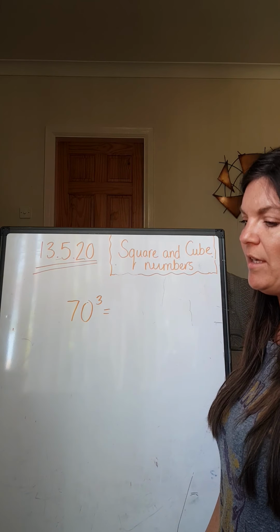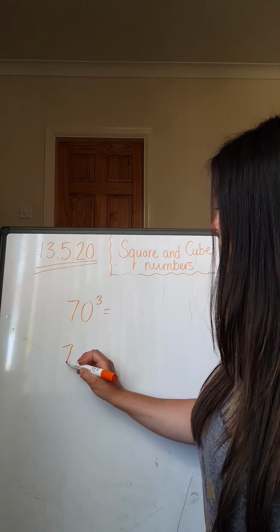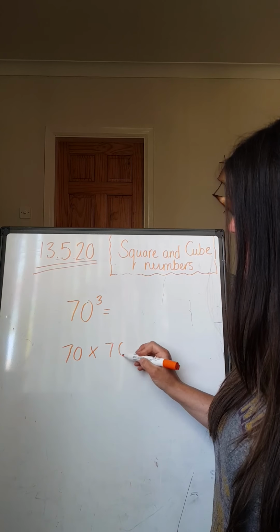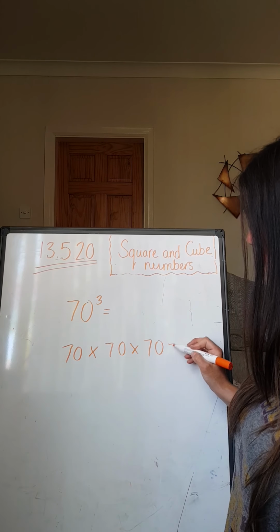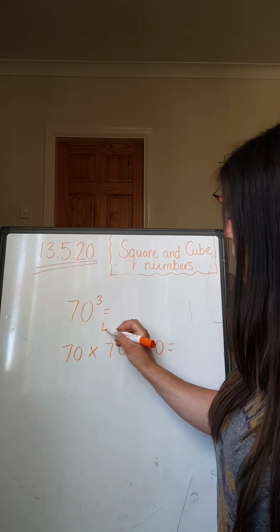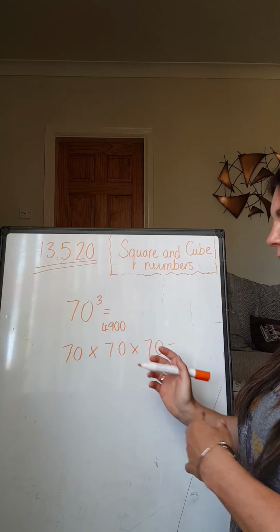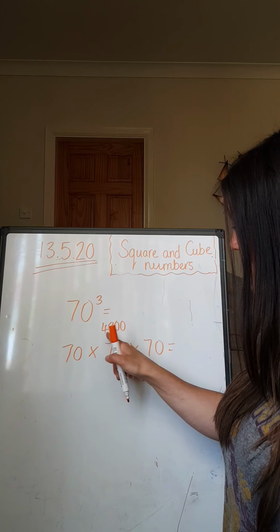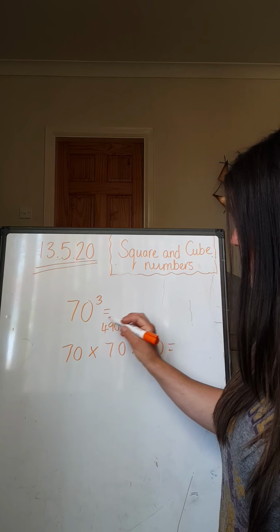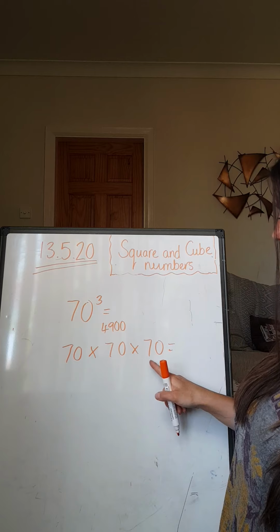Okay, 70 cubed, which works out as 70 times 70 times 70. Okay, so 7 times 7 would be 49. 49 plus your 2 zeros, you can put those on now or at the end. Then the next bit of maths is this number here times 70.